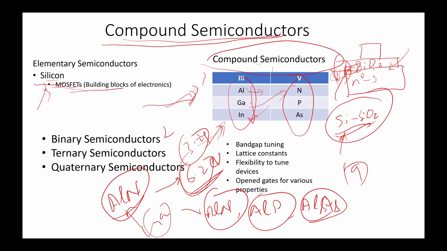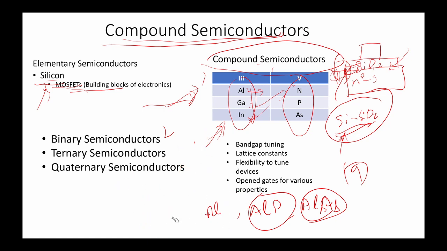Why the band gap reduces is because in aluminum, electrons are tightly packed. Electrons are very tightly bound in the aluminum. Gallium has more size.